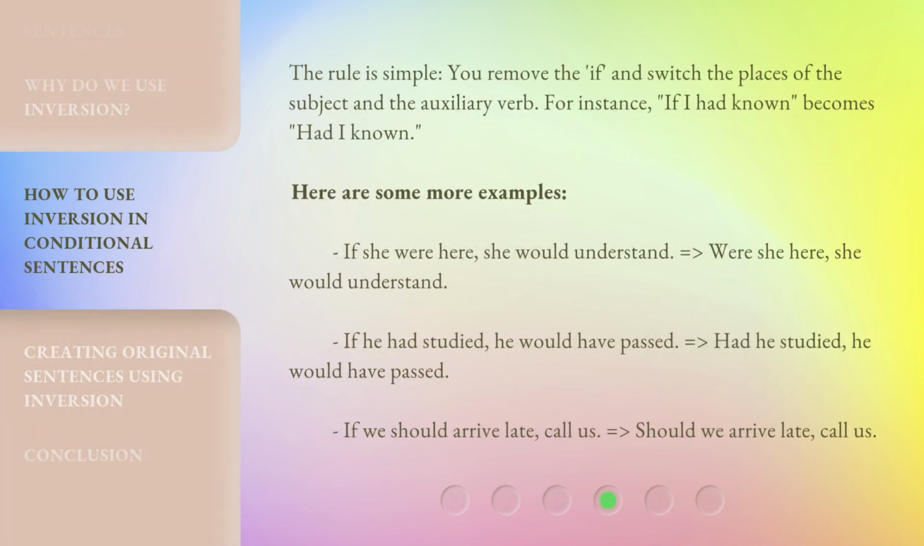The rule is simple. You remove the "if" and switch the places of the subject and the auxiliary verb. For instance, "if I had known" becomes "had I known." Here are some more examples.